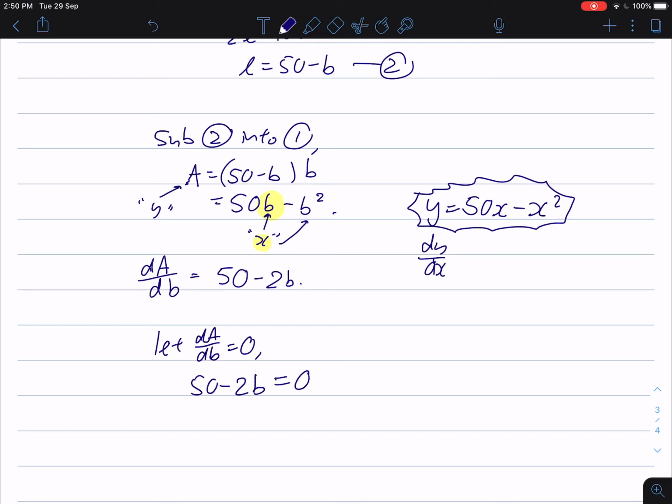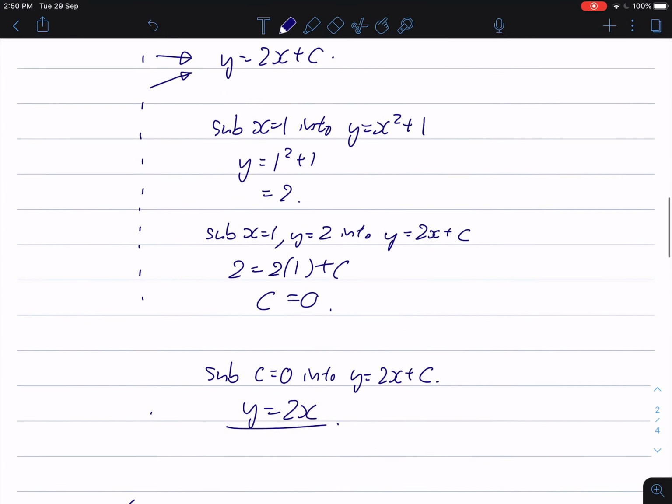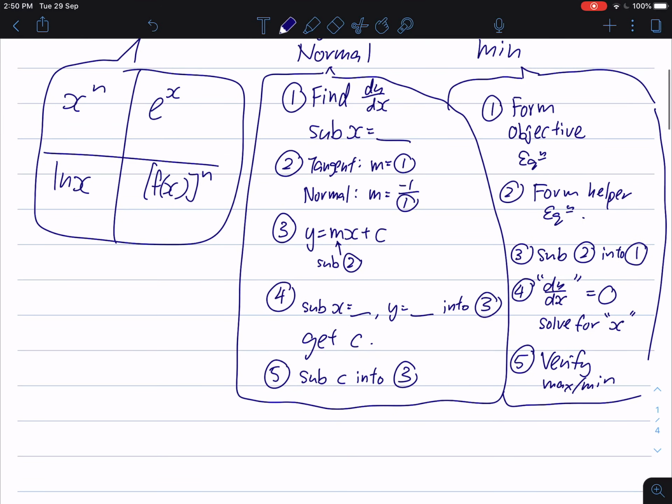So, okay. Solving. Okay, b equals 5. This is my x. Remember, this is my x again. I have solved for my so-called x. Okay, so step 4 has been completed. Right, moving on to step 5. Verify that it is a maximum or minimum.